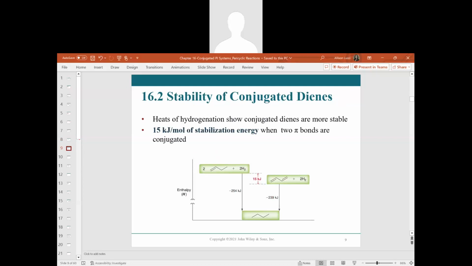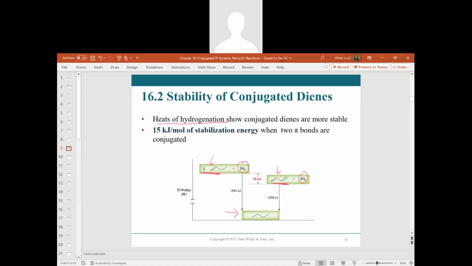So what about the stability of these conjugated dienes? Down below we have our energy diagram showing the heats of hydrogenation. So when we add hydrogen to break these double bonds, and we see that over here as well with the diene, you may expect that if we hydrogenated 2 moles of 1-butene, we would get the same energy difference as if we hydrogenated a 1,3-butadiene, since they both have the same butane final product here.